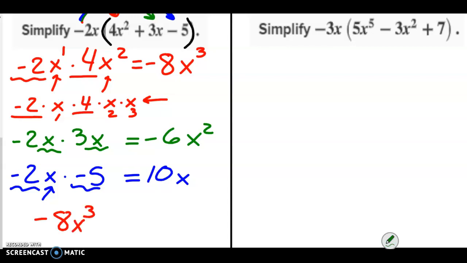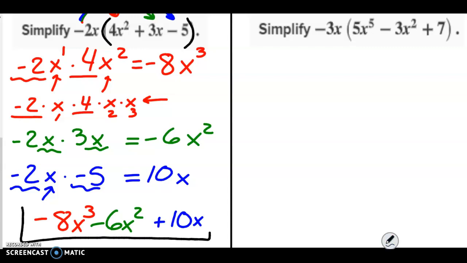I've got my negative 6x squared and my positive 10x, and you would be done here. Okay? So once you distribute that out, you're done there. The next one, excuse me, very similar.